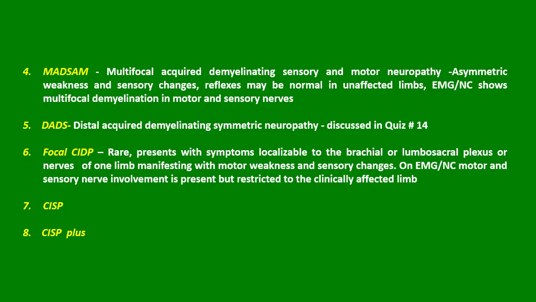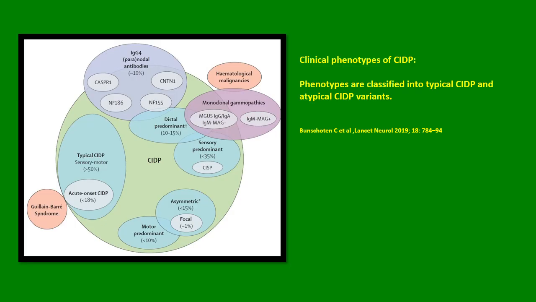Number 6 is focal CIDP. This is rare and presents with symptoms localizable to brachial or lumbosacral plexus or nerves of one limb, manifesting with motor weakness and sensory changes. On EMG and nerve conduction study, motor and sensory nerve involvement is present but is restricted to the clinically affected limb. Number 7 is CISP, and number 8 is CISP plus. This figure shows the spectrum of CIDP and its variants, as well as other chronic demyelinating neuropathies and GBS.